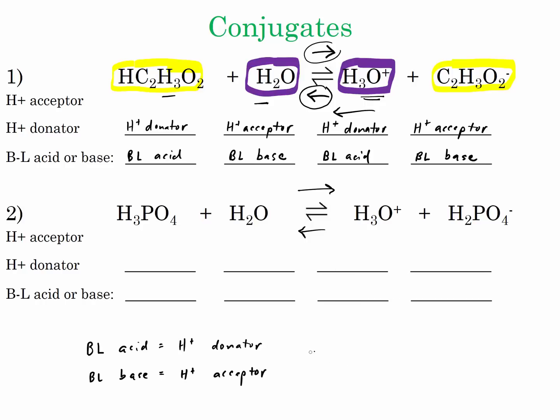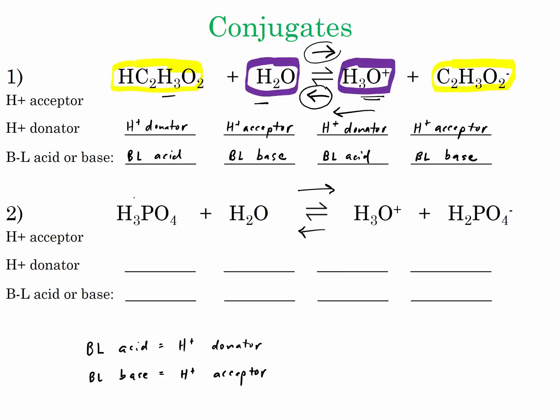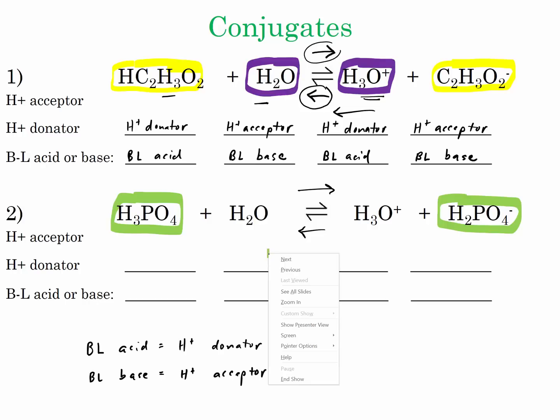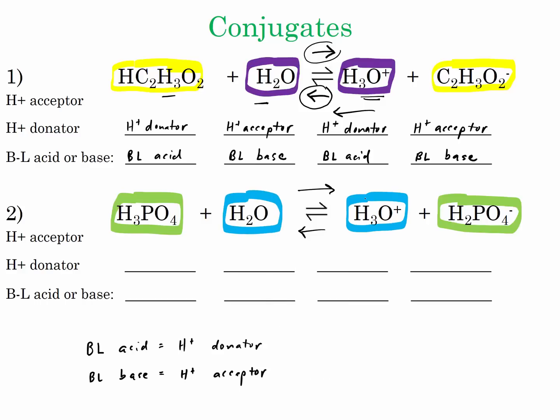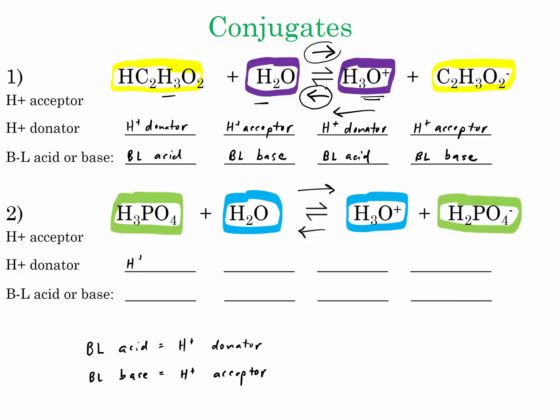So this and this are our acid-base conjugates, and the water is also the second pair. So water and the hydronium are a pair. So this was our H plus donator, which is our Bronsted-Lowry acid. This was the acceptor going left to right. So this is our Bronsted-Lowry base.